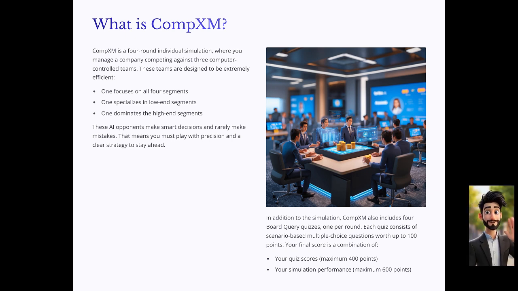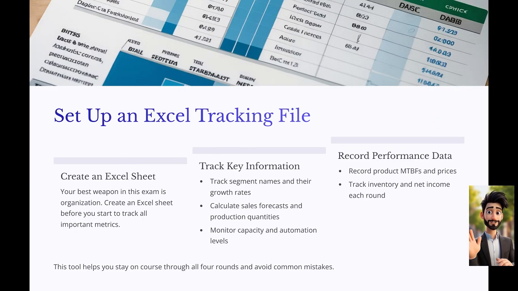Step 1. Set up an Excel tracking file. Your best weapon in this exam is organization. Create an Excel sheet before you start to track segment names and their growth rates, calculate sales forecasts and production quantities, monitor capacity and automation levels, record product MTBFs and prices, and track inventory and net income each round. This tool helps you stay on course through all 4 rounds and avoid common mistakes.